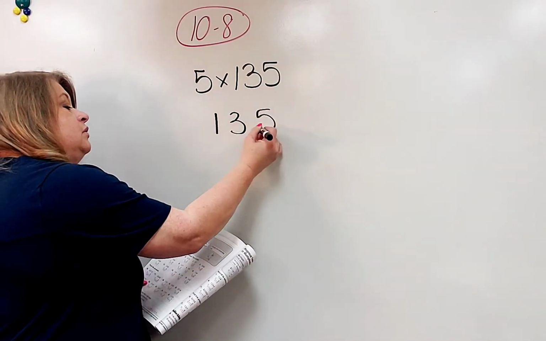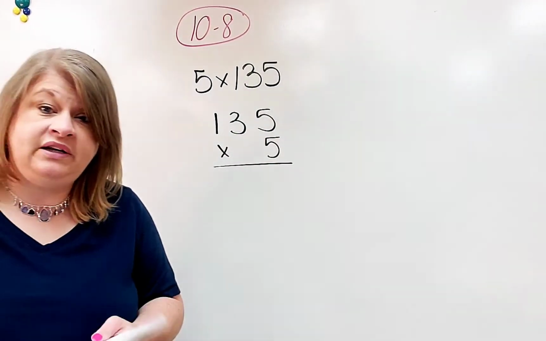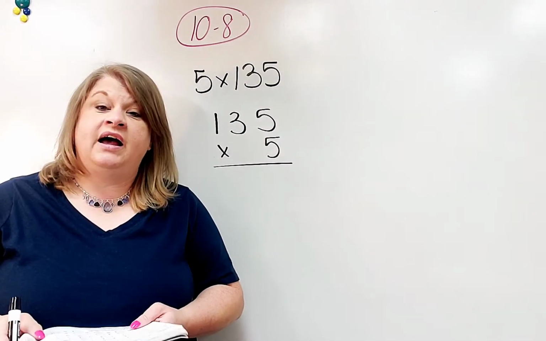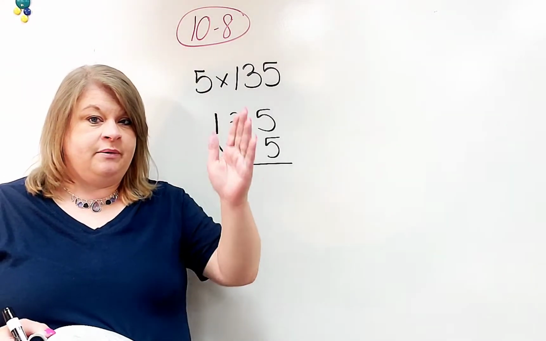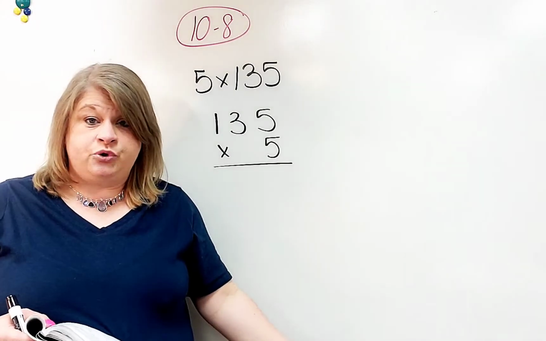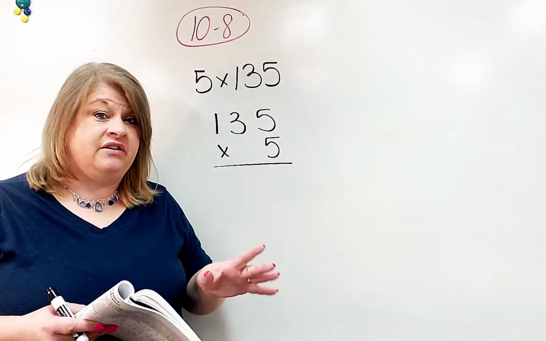135 times 5. You need to keep aware of which columns you are in, where the numbers go, and you need to have them straight up and down. Just like when you're adding and subtracting, you need to keep everything in straight columns. Otherwise, it gets very messy and very confusing.